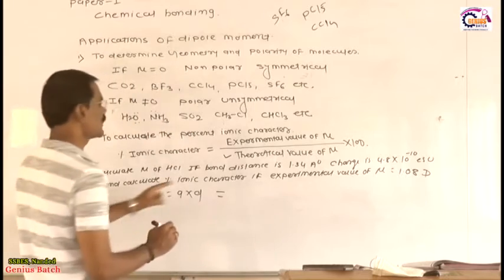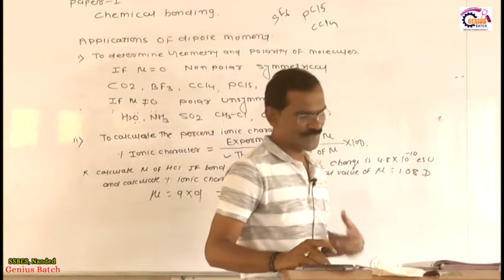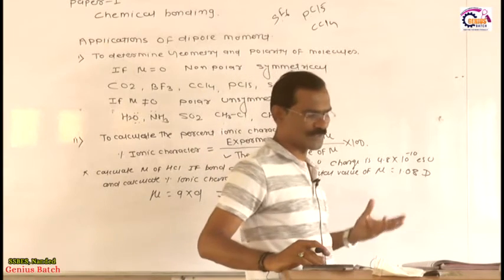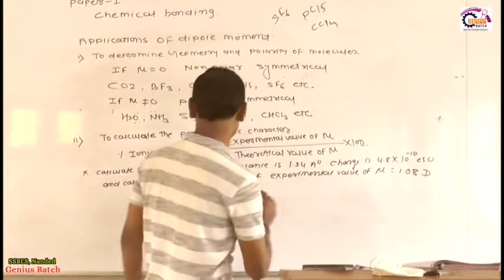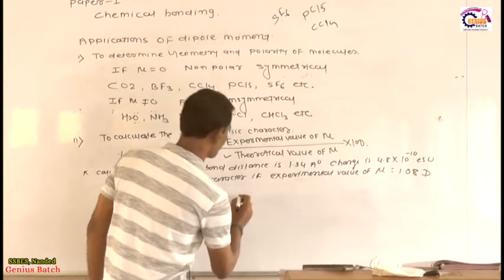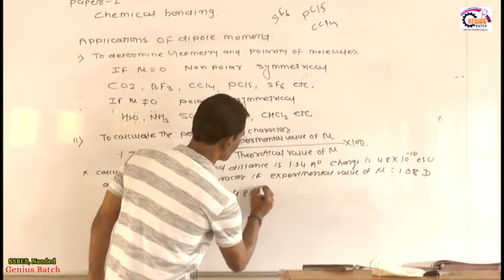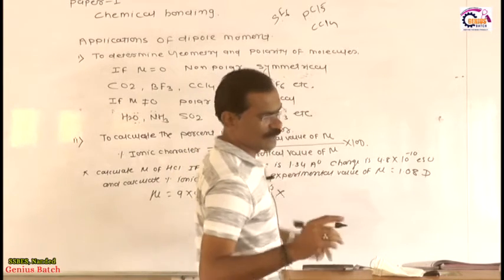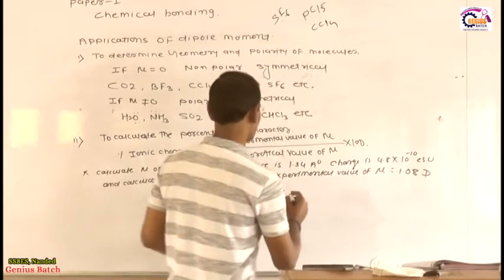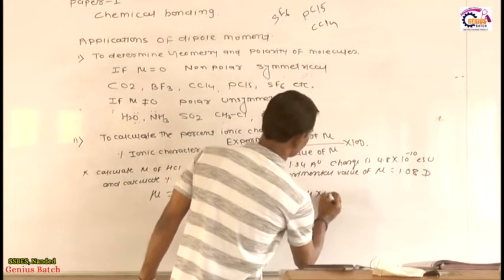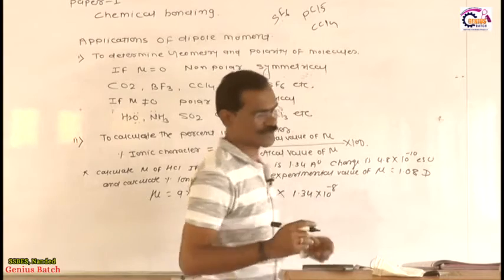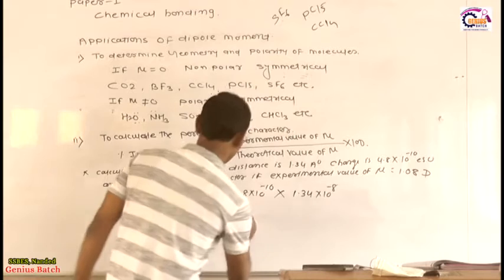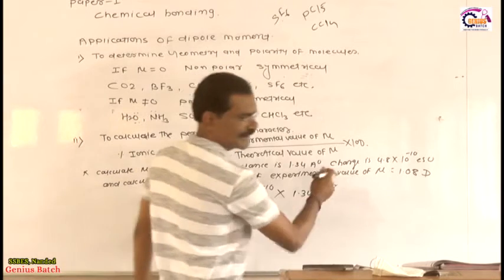You know very well, Q means charge, the charge given in ESU. So you convert that ESU into centimeter, because of the unit. So mu is equal to Q, which is 4.8 into 10 raised to minus 10, multiplied by the distance. They are given the distance as 1.34 angstrom, which in centimeter is 1.34 into 10 raised to minus 8, because we convert angstrom into centimeter. Then after multiplication of this, the value of mu is in ESU centimeter.